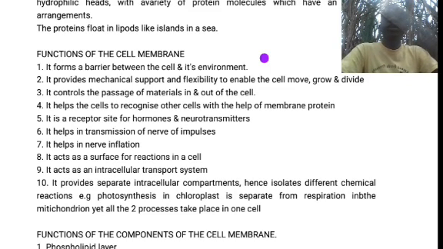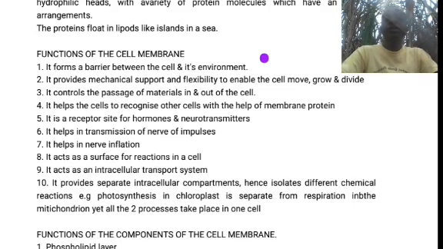Let us look at another function of the cell membrane, which is that it controls the passage of materials in and out of the cell, just as we have seen. It helps cells to recognize other cells with the help of the membrane protein, which we saw from the diagram. So that membrane protein is also very, very important. It is also a receptor site for hormones and neurotransmitters. It helps in the transmission of nerve impulses.